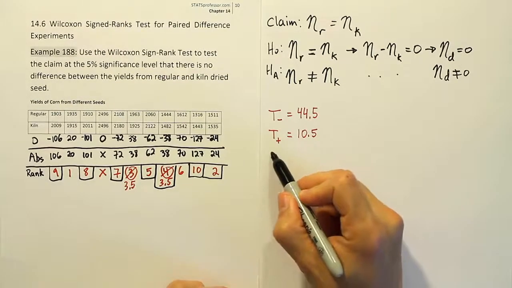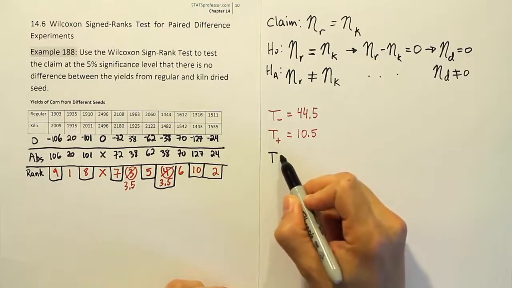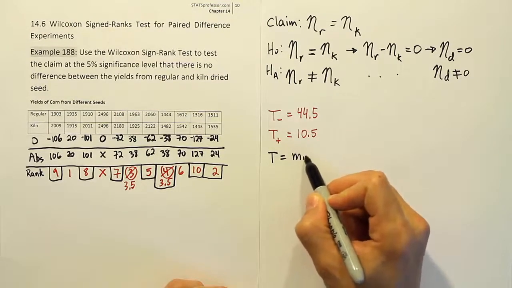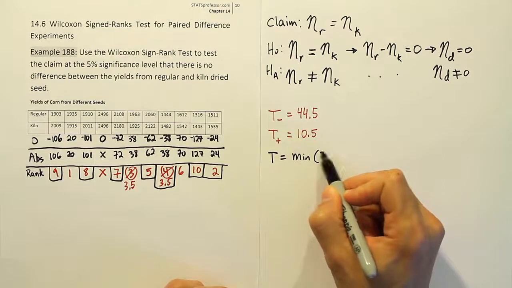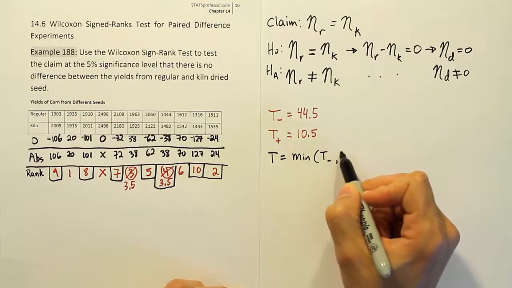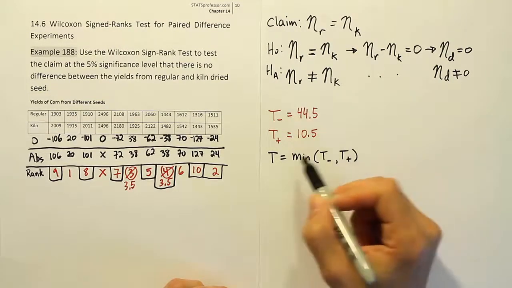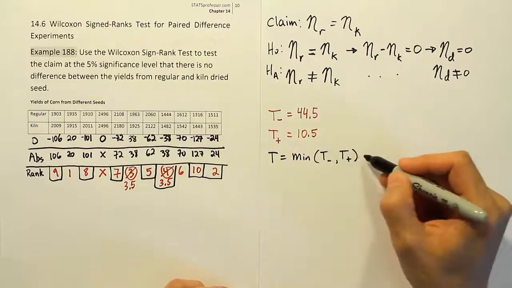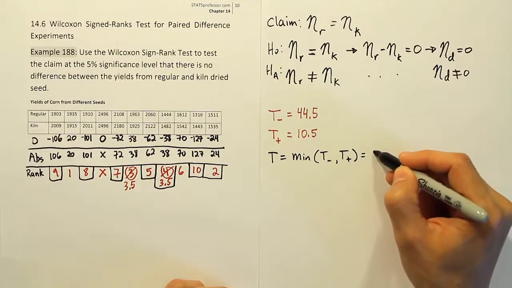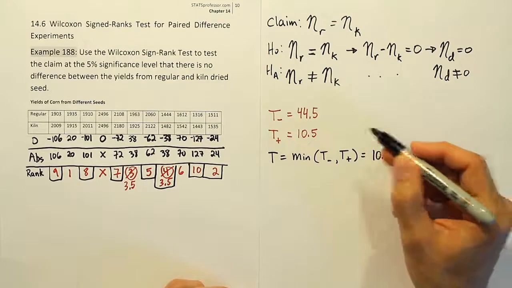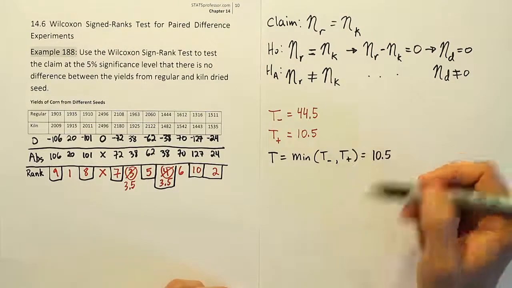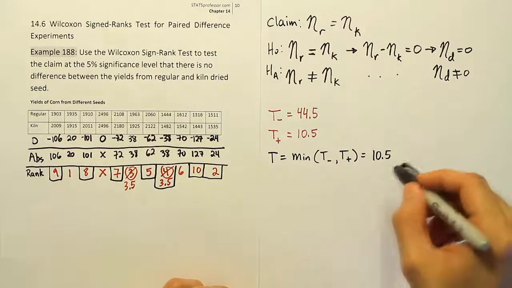Our test stat is going to be T, which is going to be equal to the minimum of the two values we just calculated, T negative and T positive. So what do we mean by the minimum? We mean the smaller of the two numbers. So in our case, it's going to be what? 10.5, right? Because of these two numbers that we calculated, 10.5 is the smallest. So that's our test stat for the problem.